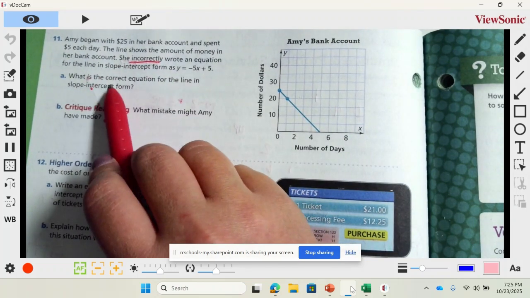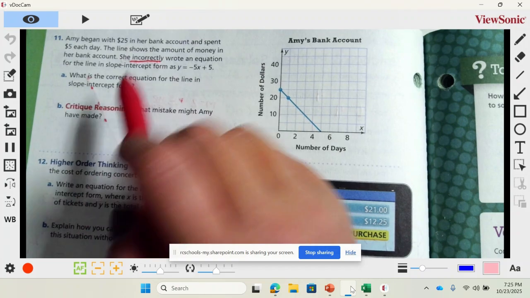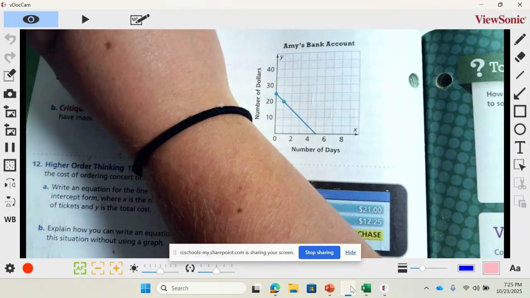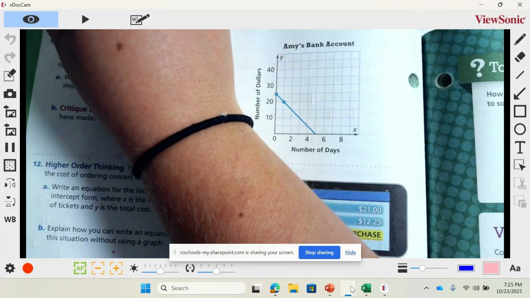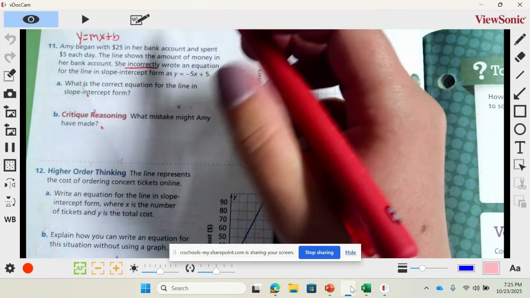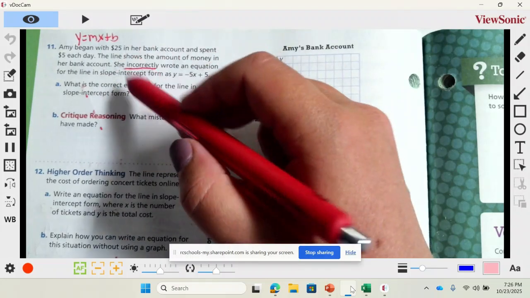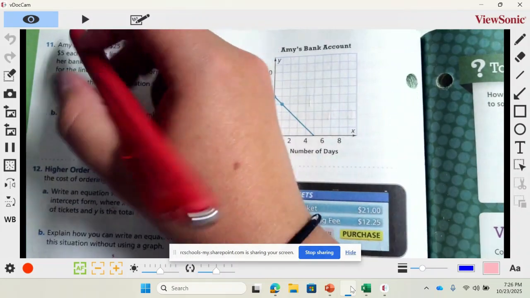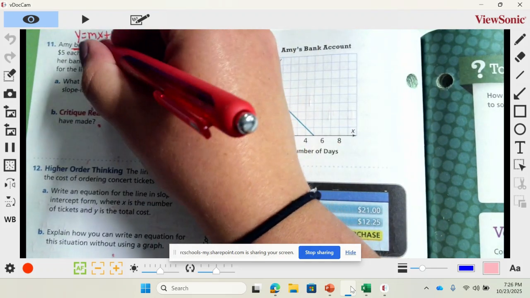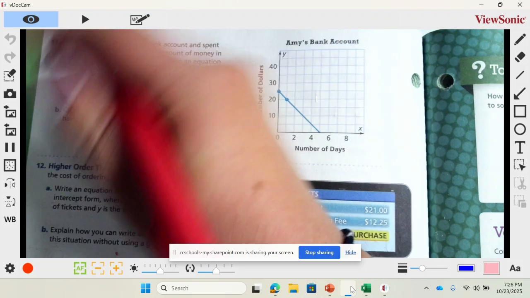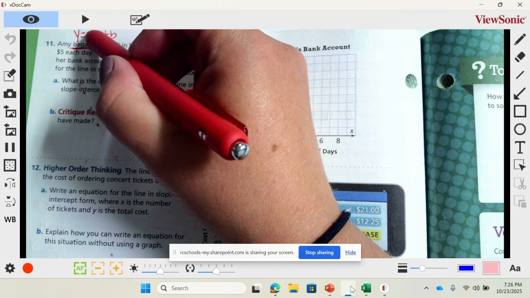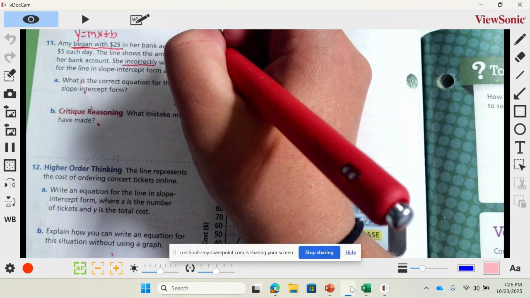Well, A, it says, what is the correct equation for the line in slope-intercept form? Okay, back up. What's slope-intercept form? Oh, yeah, it's that y equals mx plus b. Okay? Now, we need to get some information. They talked to us about something. So it says that Amy began, keyword began, with $25. What do you think that's going to represent in our equation? Our M or a B?